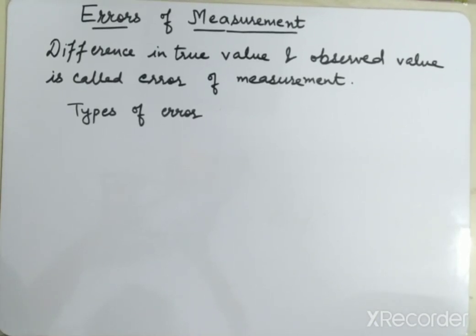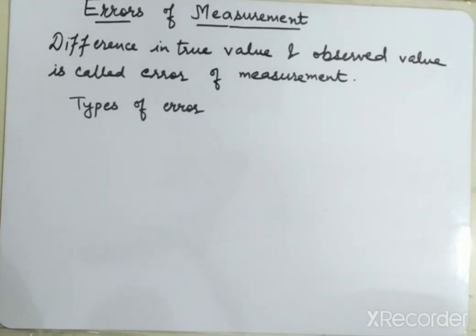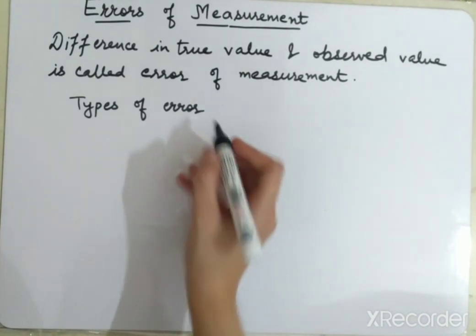Hello everyone. Today we are going to discuss the topic of errors in measurement from class 11 physics. When we measure a physical quantity, then there may be some difference between the true value and the observed value. This is called error of measurement. There are different types of errors. Let us discuss the different types of errors.